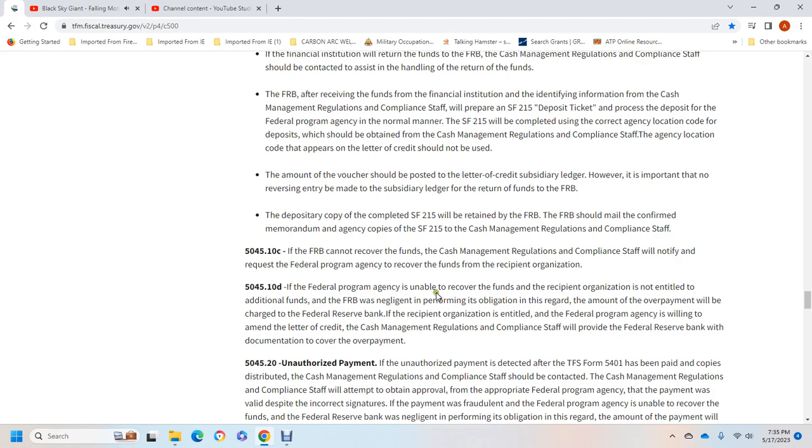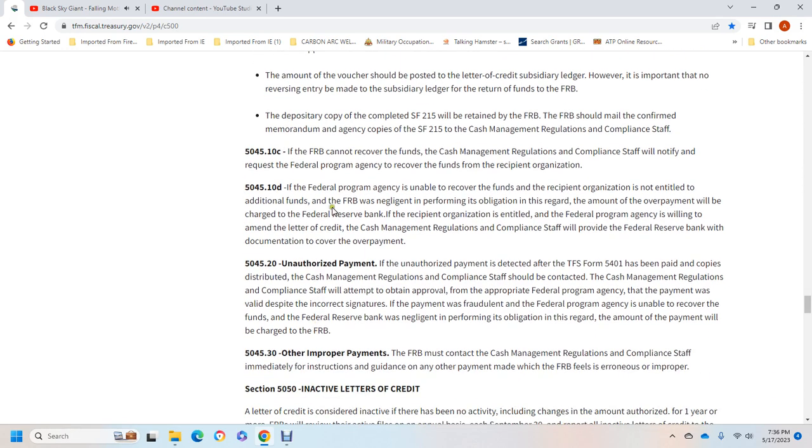5045, 10D: if the Federal Program Agency is unable to recover the funds from the recipient organization, and the Federal Reserve Bank was negligent in performing its obligations, regardless of the amount, the overpayment will be charged to the Federal Reserve Bank and the recipient organization until the Federal Program Agency is willing to amend the letter of credit. The cash management regulation compliance staff provide the Federal Reserve Bank with the documented cover of the overpayment.